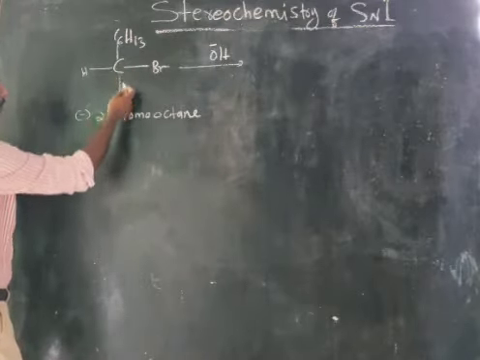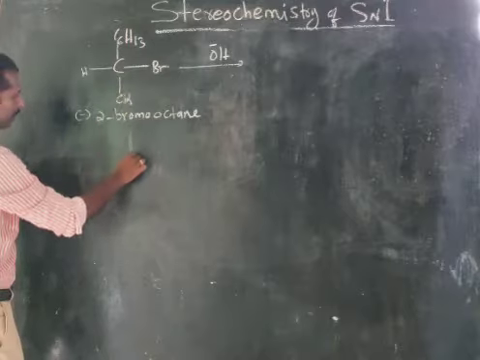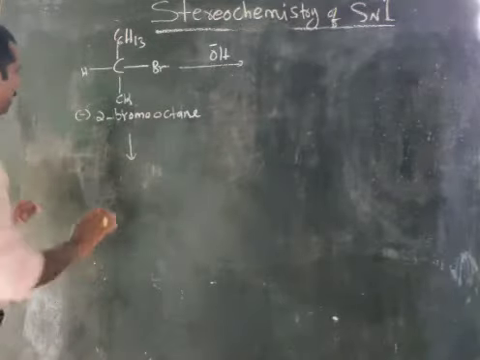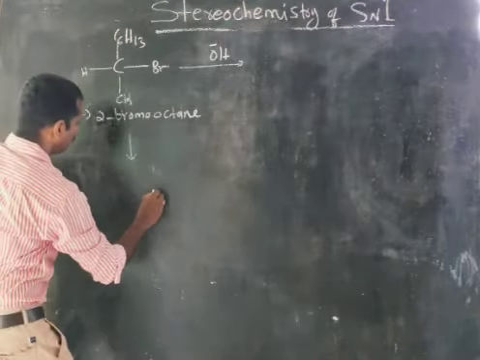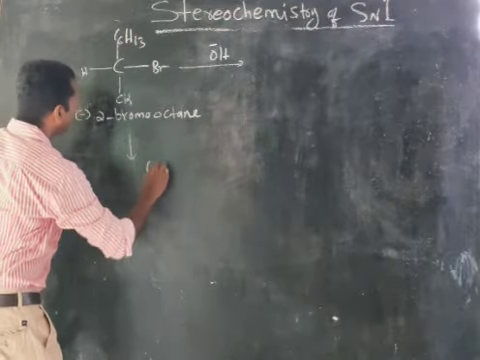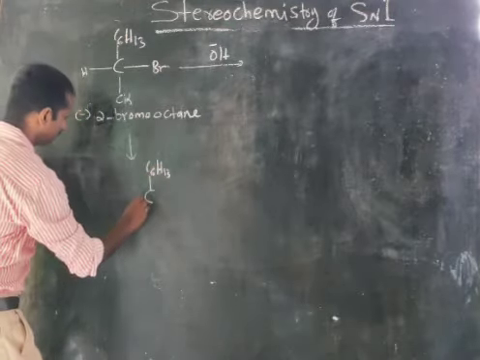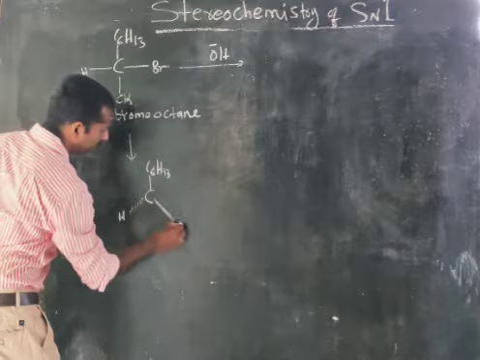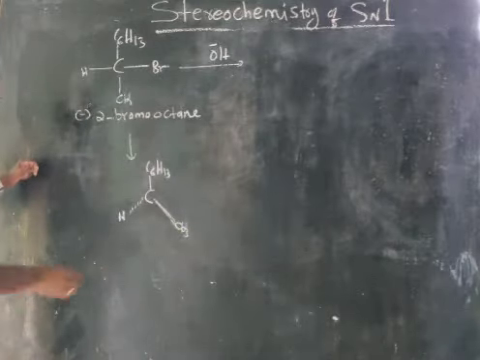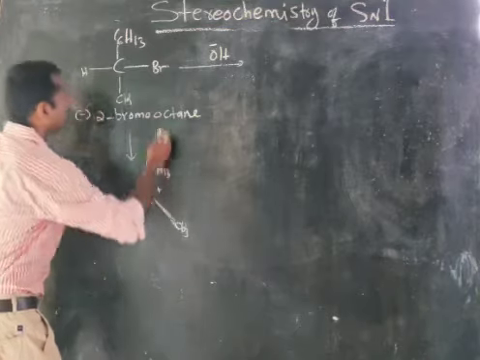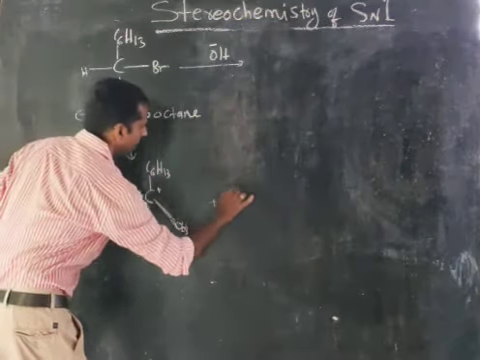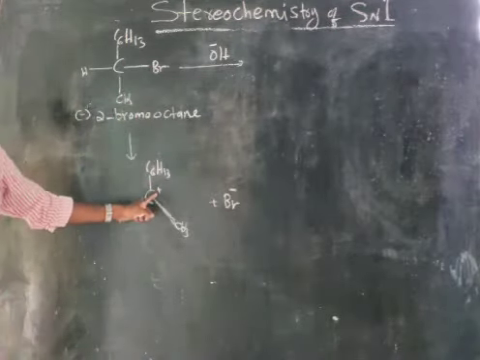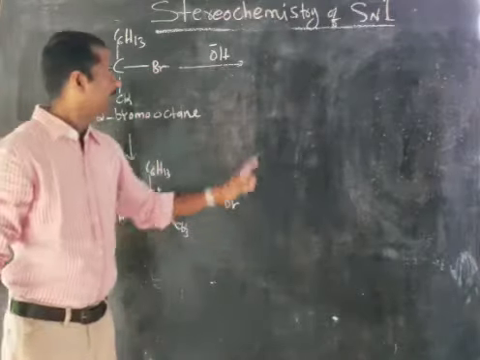The first step is the formation of carbocation. So look at here: C6H13, H, CH3, and here it is the positive charge, plus Br minus. This is the first step, formation of a carbocation, because the C-X bond is cleaved and you are getting a carbocation. And now, what is the second step?